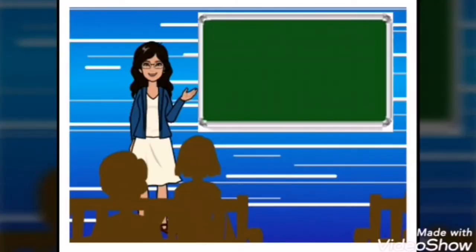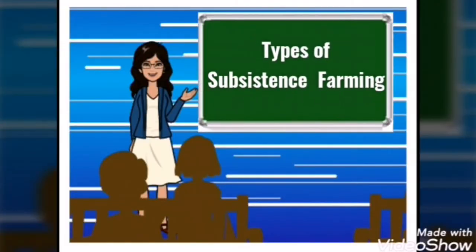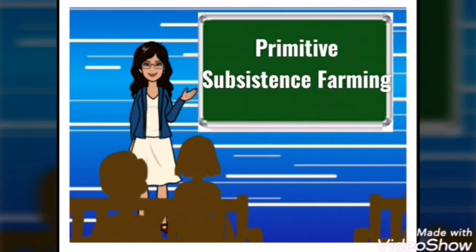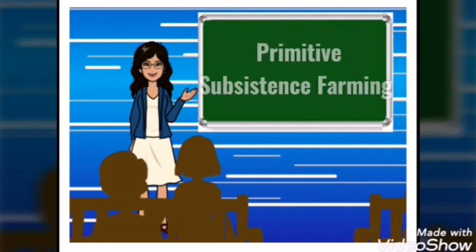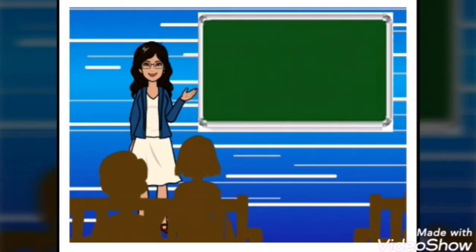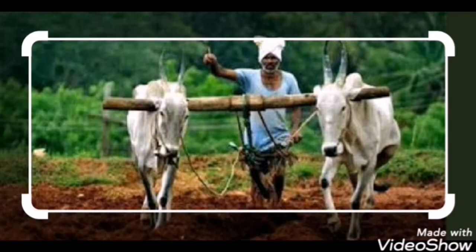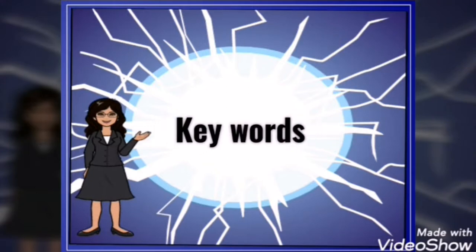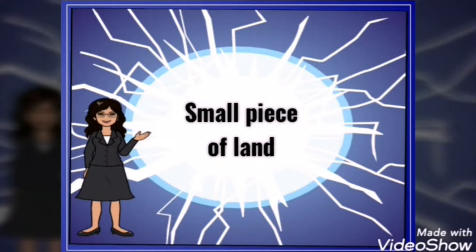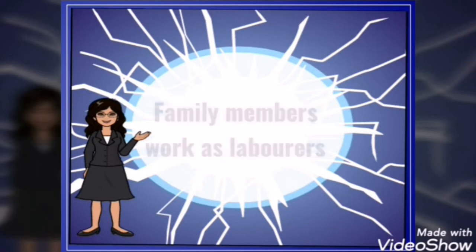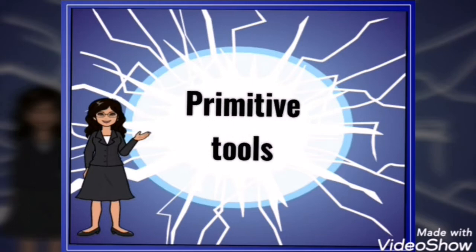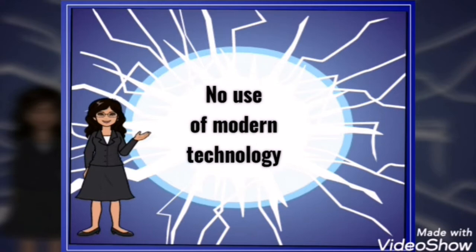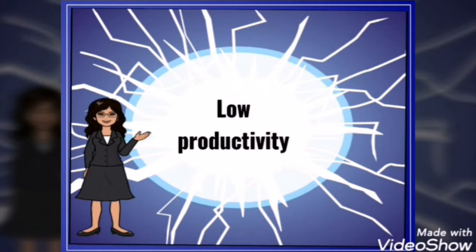Subsistence farming can be further classified into 2 types: primitive subsistence farming and intensive subsistence farming. Let us know about primitive subsistence farming first. To explain primitive subsistence farming, I would like to give you some keywords. They are a small piece of land, family members work as laborers, primitive tools, depends on monsoon, no use of modern technology, and low productivity.